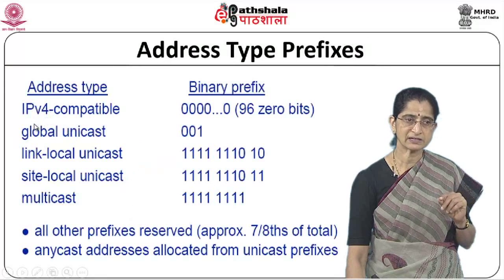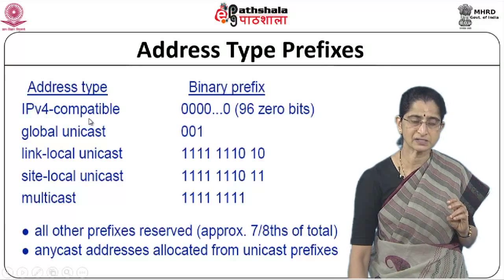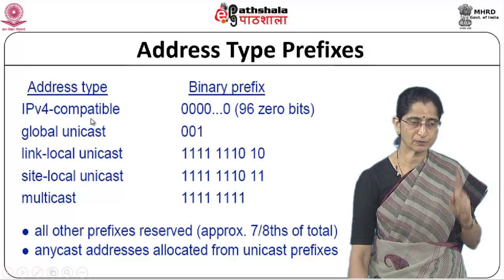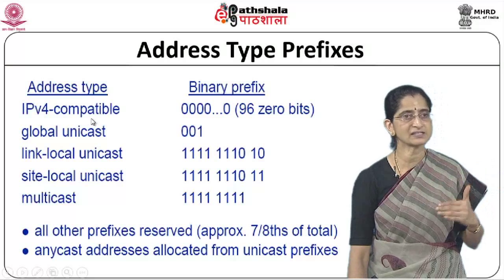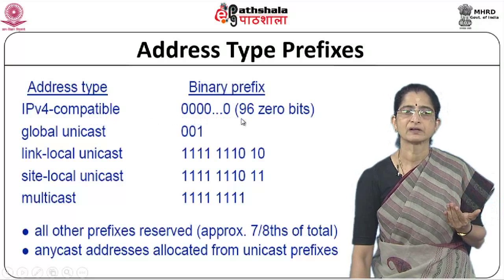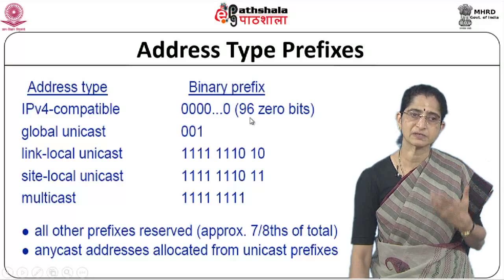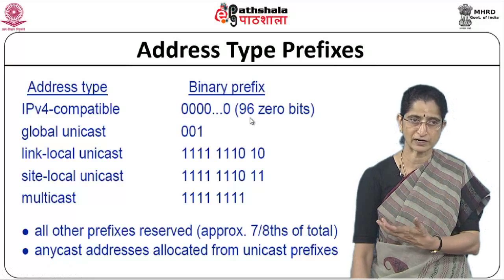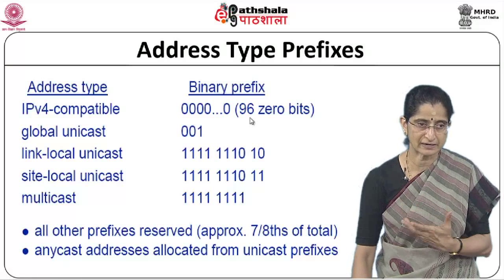As we said, we have something called IPv4 compatible addresses. Now the V4 compatible addresses are provided in order to facilitate the transition between V4 and V6. So here the initial 96 bits are zeros, followed by the 32-bit IPv4 address, that gives us our 128-bit address. Okay.